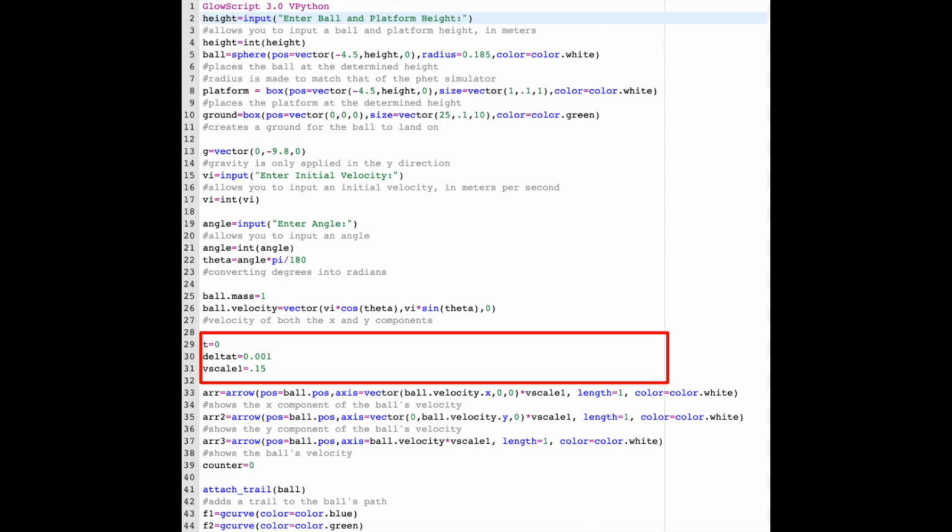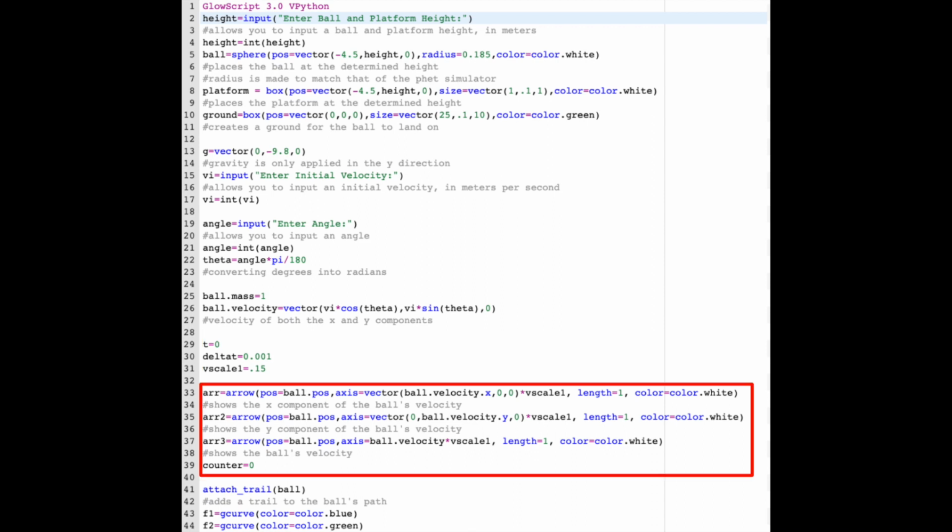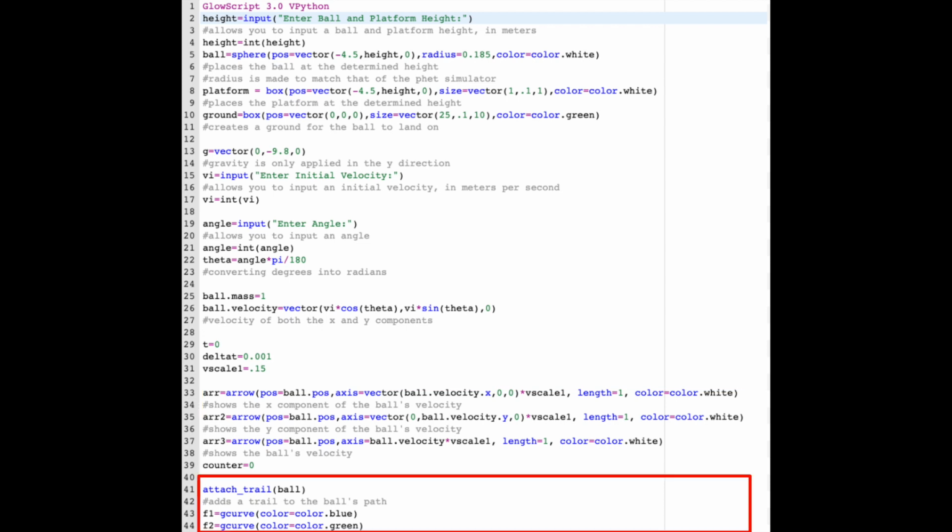These next few lines set up the stopwatch for the code and start it at 0. These next few lines set up arrows that correspond with the x and y components of the velocity and the velocity of the projectile. These arrows follow the position of the ball and correspond with the magnitude of the velocity. This first line of code attaches a trail to the ball. The following lines set up a graph that will represent the projectile.